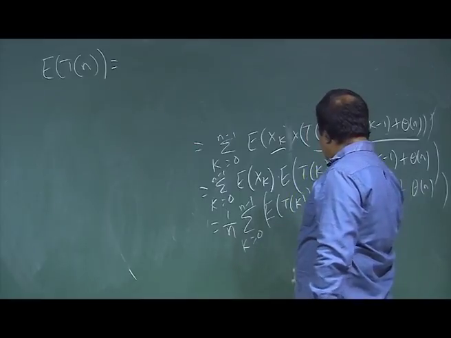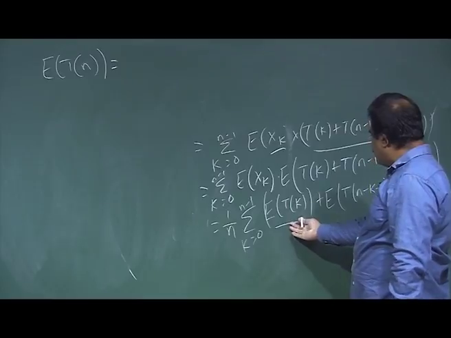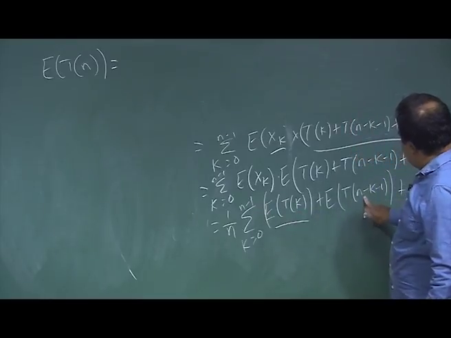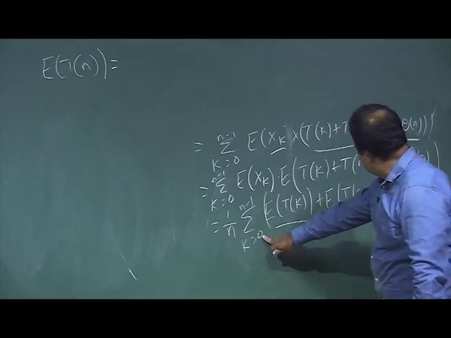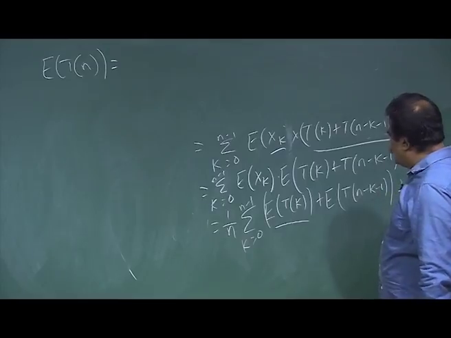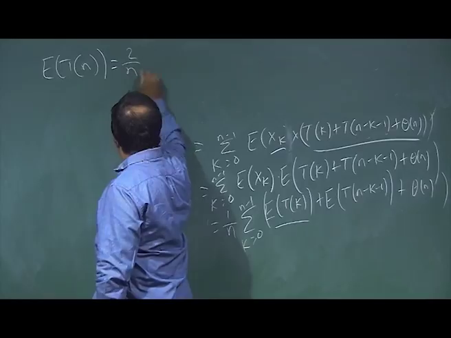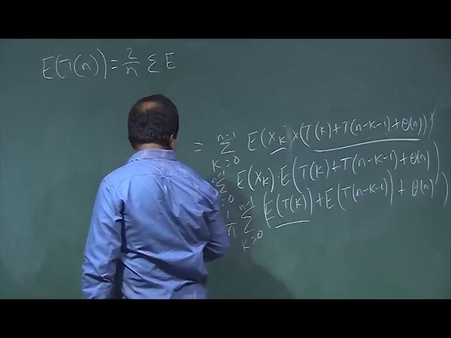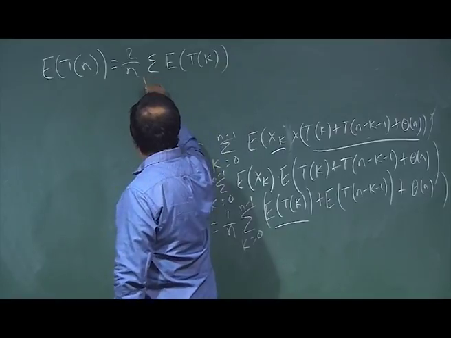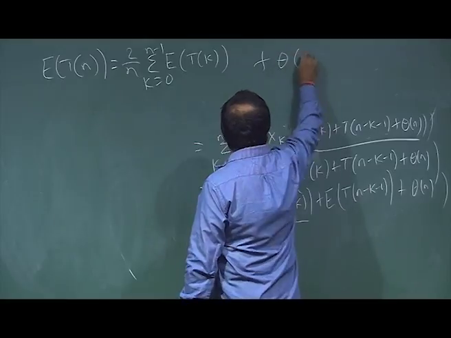Okay, so now these two sums, we can take the sum inside. So this is from 0 to n minus 1, and for the other, if we put k equal to 0, it is n minus 1 to 0. So the two term is coming out and this will combine with the theta of 1. So this is basically 2 by n summation of expectation of T of k, k is equal to 0 to n minus 1, plus theta of n.